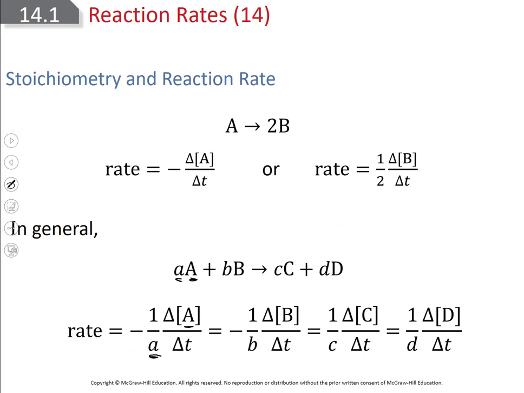I think this will make a lot more sense once you actually start doing a couple of examples of them. So 1 over whatever your coefficient is, could be 1 if it's just 1, times the change in concentration of that over time, negative if it is a reactant. If it is a product, you leave off the negative. Notice these are all equal to one another. So you only write it in terms of one reactant or one product at a time. That is a rate expression.